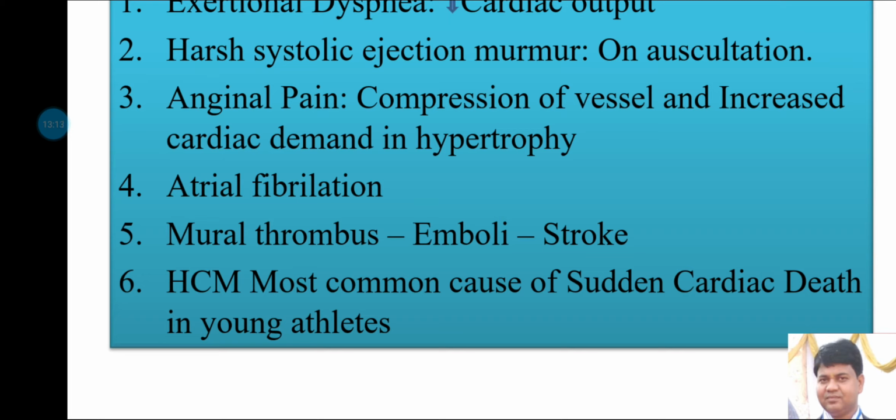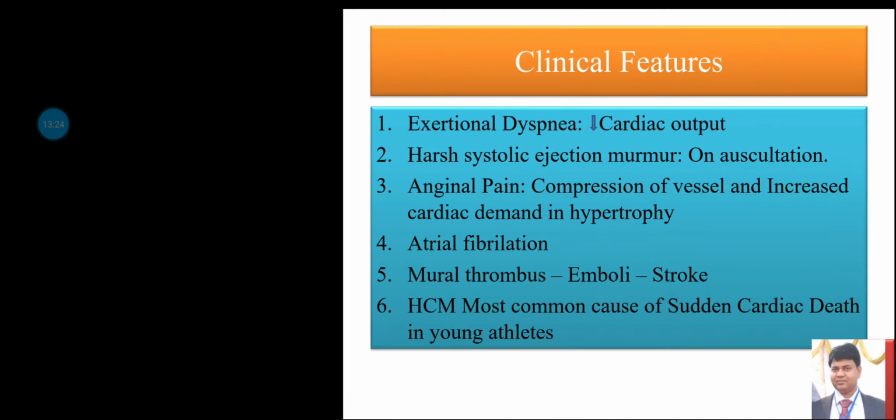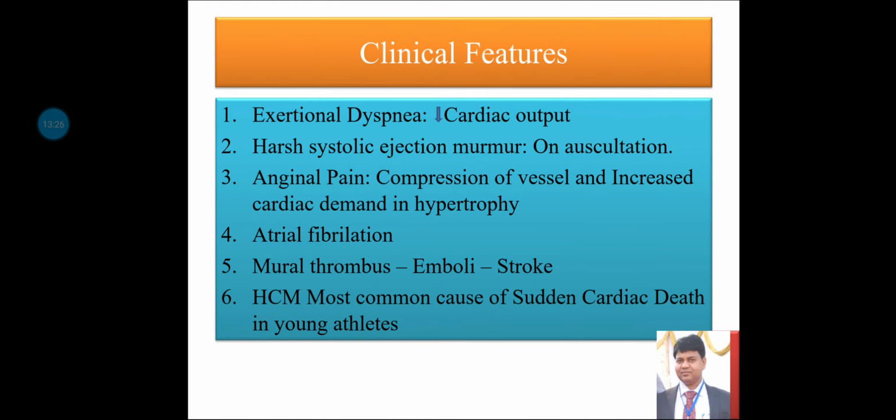So this is very important: if young athletes have a mutation of any of these three genes, they can develop hypertrophic cardiomyopathy, and the patient may undergo sudden cardiac death.